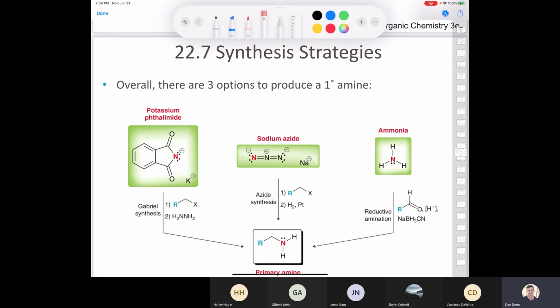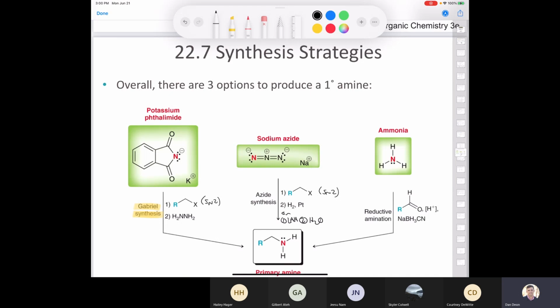We learned the Gabriel synthesis using potassium phthalimide, which of course you can make from phthalimide and sodium hydroxide. The first step is an SN2, and then you treat it with hydrazine. That works. We also learned that you can use sodium azide. The first step is an SN2 again, and then you can reduce that with hydrogenation, for example, or lithium aluminum hydride followed by water. That works too. And then we talked about reductive amination.